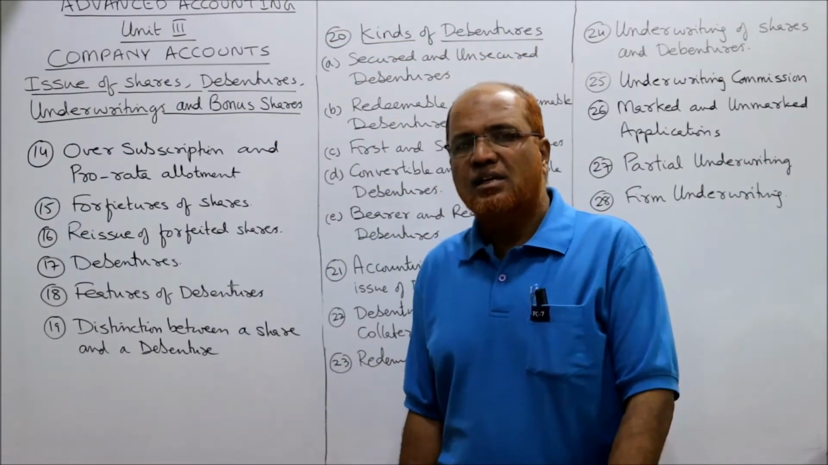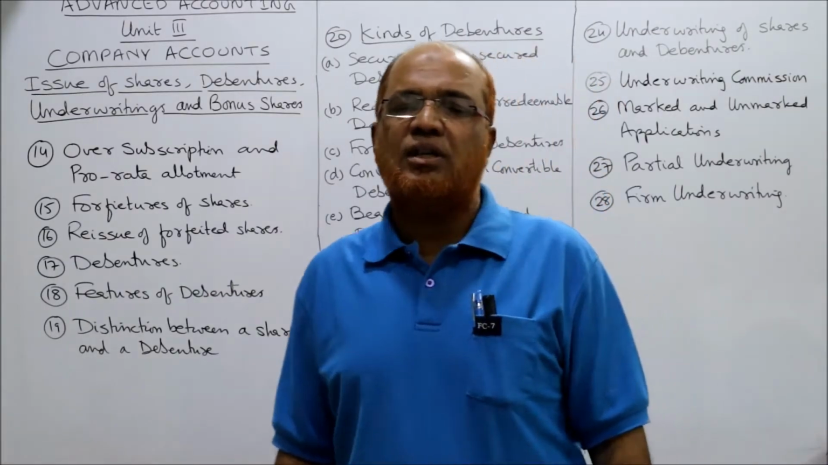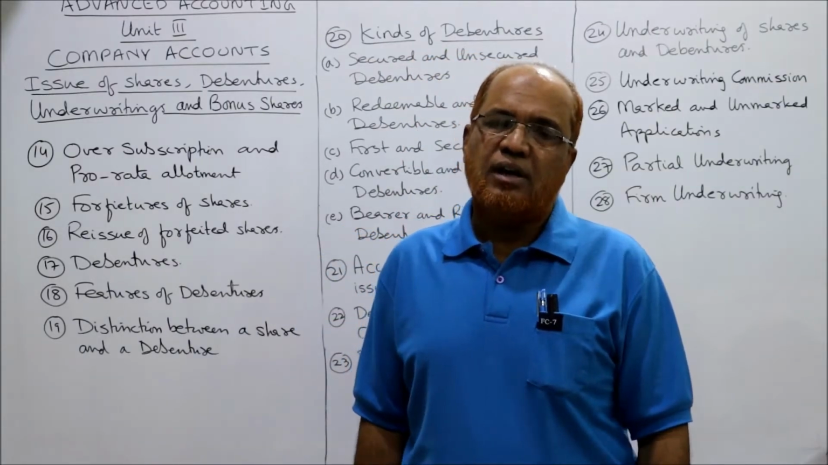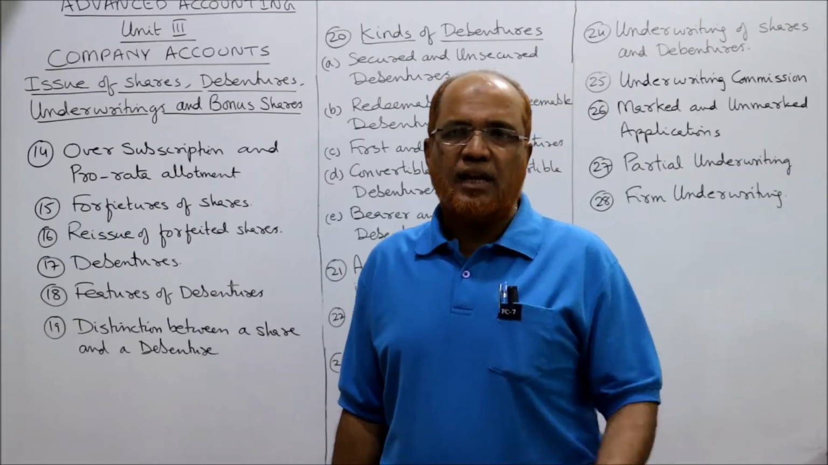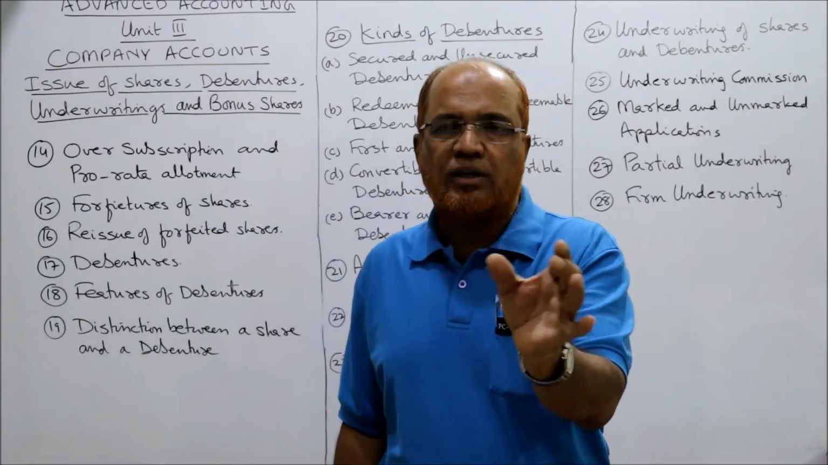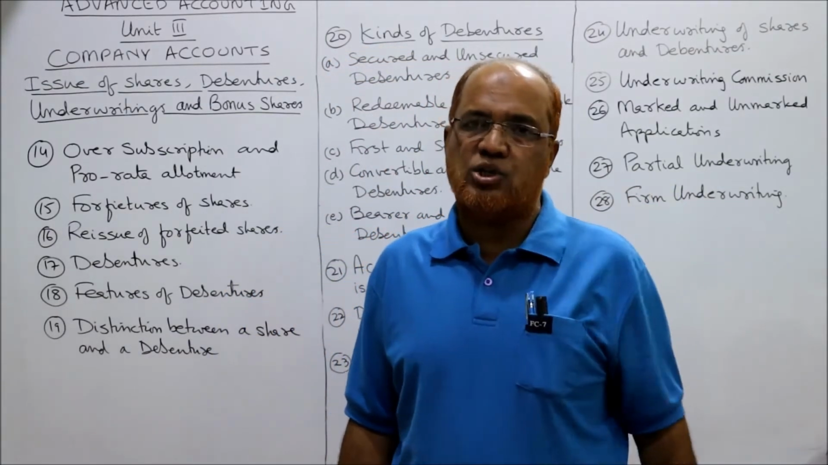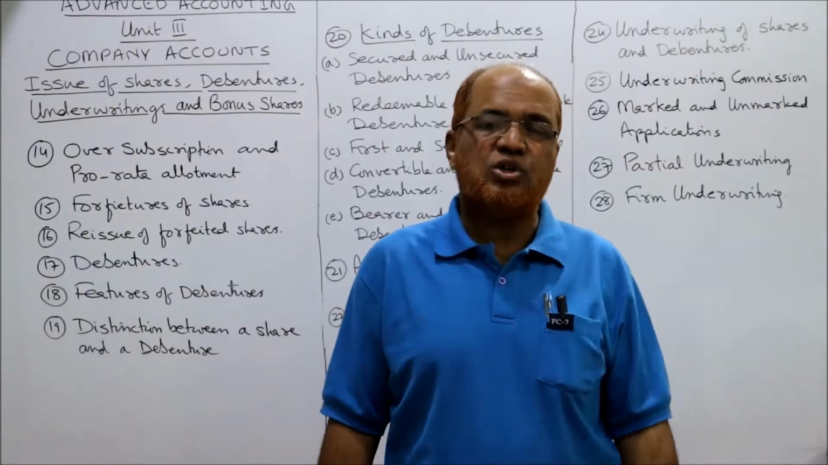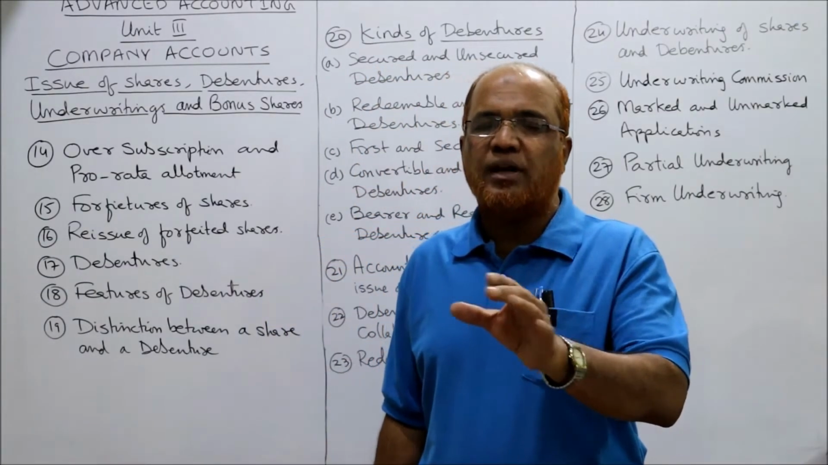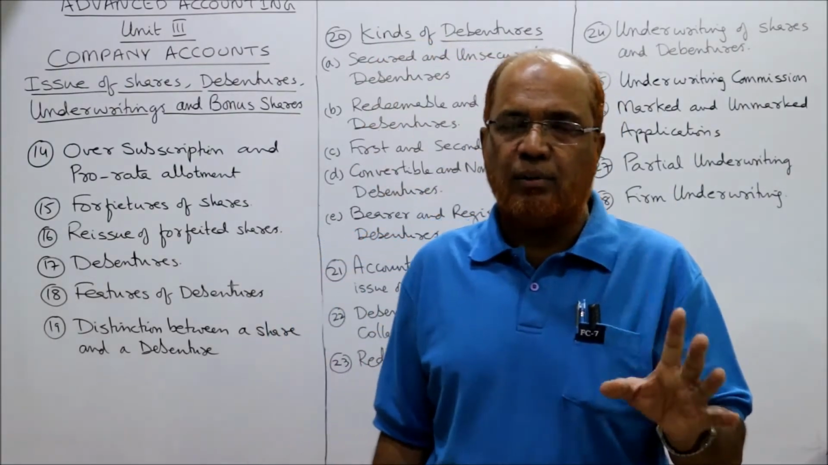The first case is the company may reject the application. When the company rejects the application, it has to refund the application money received. Then the entry will be share application account debit to bank. When we receive the application money, bank account debit to share application. When we make the refund, share application account debit to bank. So some applications the company can outrightly reject. This is the first alternative available to the company.